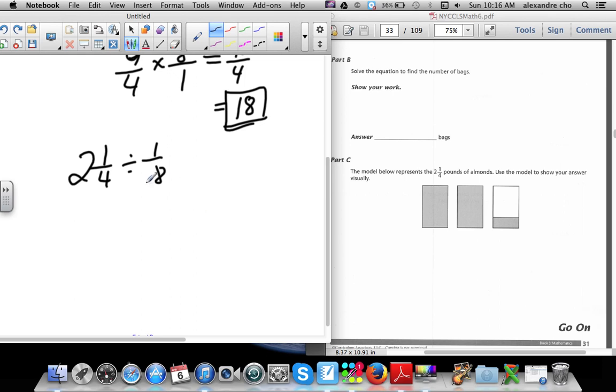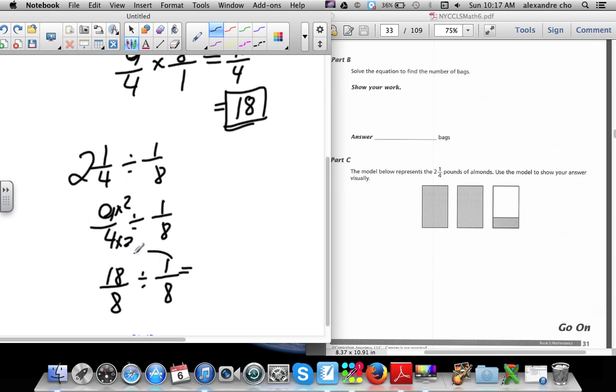Remember I told you when doing modeling, let's change this to an improper fraction first. It's 9 over 4 divided by 1/8. That's the same thing as 2 1/4, so we haven't done anything. When modeling, I'd much rather you change this to the same denominator. So let's make that an 8. Find the LCM. We're not going to multiply by the reciprocal. We're going to keep everything. And 4 to 8 was times 2, and this is times 2. So you get what? 18.